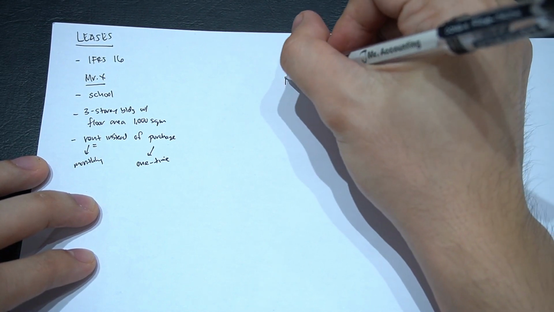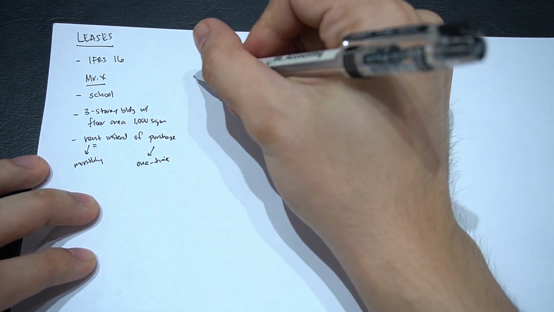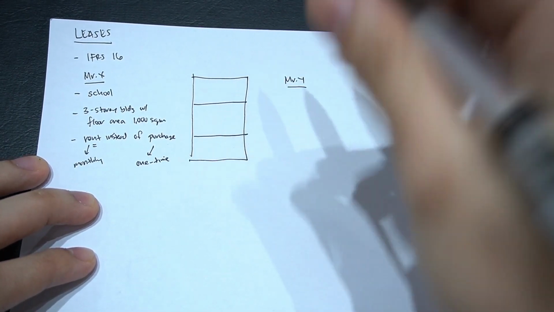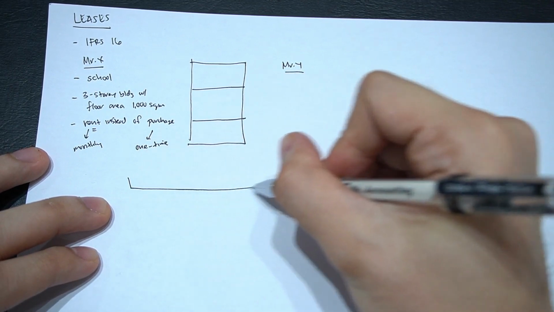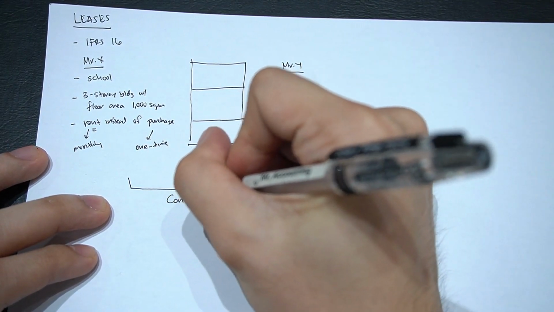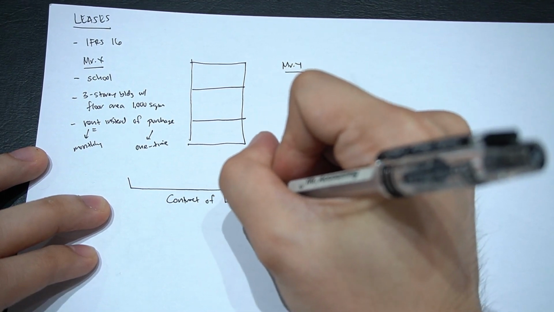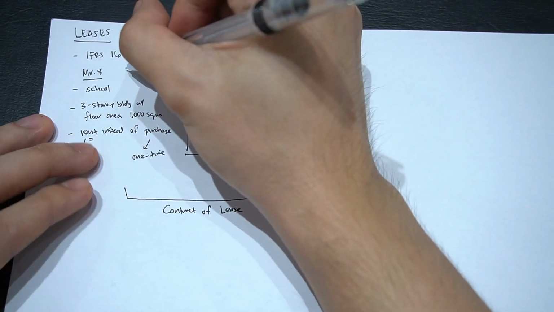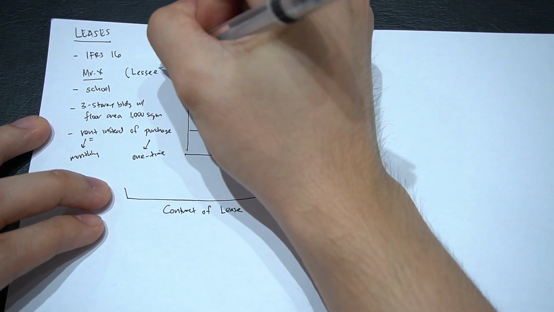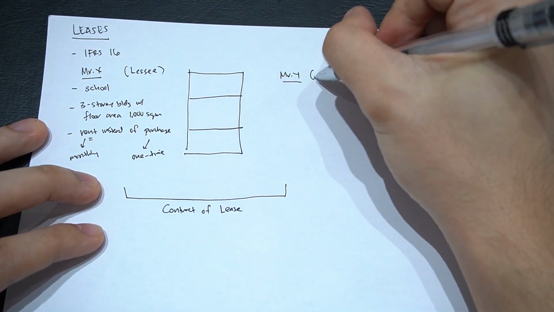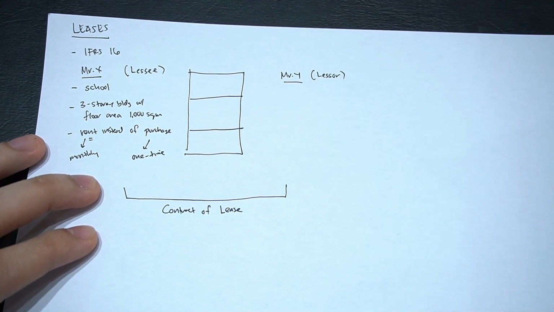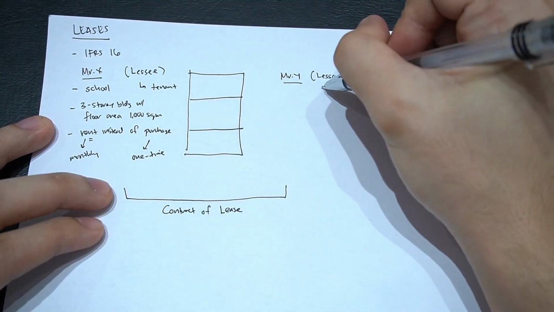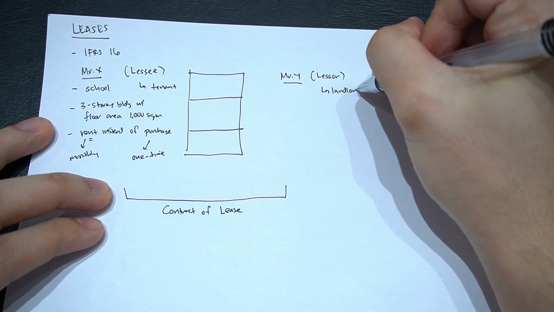Now, here is Mr. Y. Mr. Y owns a 3-story building. And Mr. X and Mr. Y entered into a contract of lease. In a contract of lease, there are two parties. Si Mr. X, ang tawag natin sa kanya, siya yung lessee. And si Mr. Y, siya naman yung lessor. Actually, yung lessee class, siya yung tenant, while the lessor is the landlord.